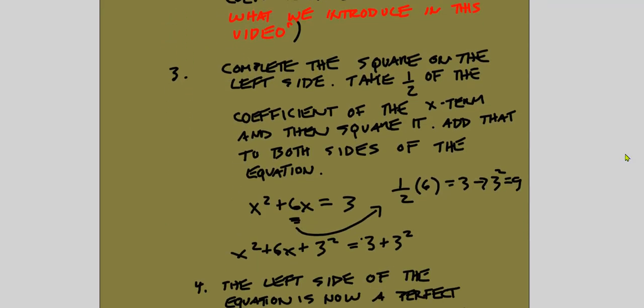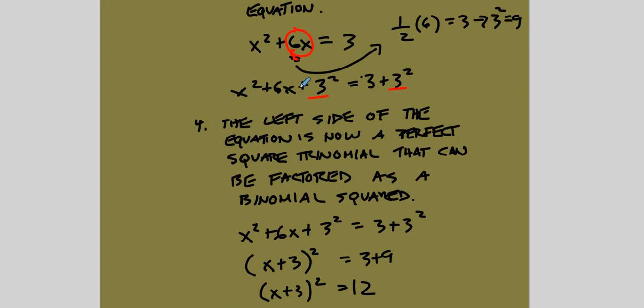So step 3 is complete the square on the left side of the equation. You take 1/2 of the coefficient of the x term, so this is what you're really looking at here once you get the x squared isolated like this and have a coefficient of 1. You take half of that coefficient, 6. Half of 6 is 3 in this case. Then you square it, which gives you 9, or 3 squared. So now we add 3 squared, or 9, to both sides of the equation, which will give us x squared plus 6x plus 9, or 3 squared.